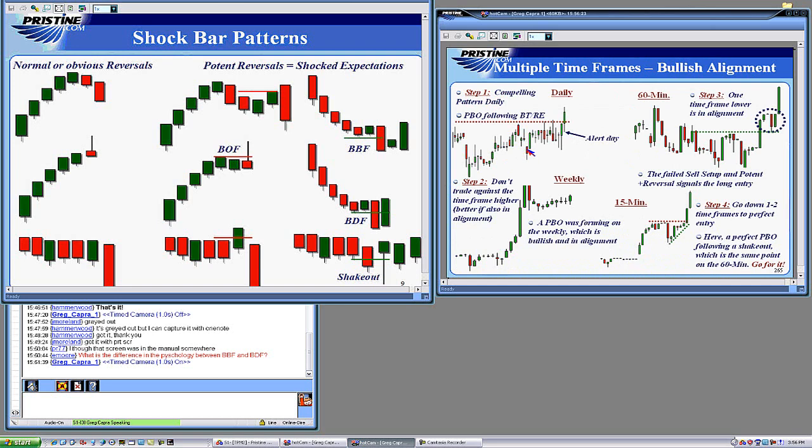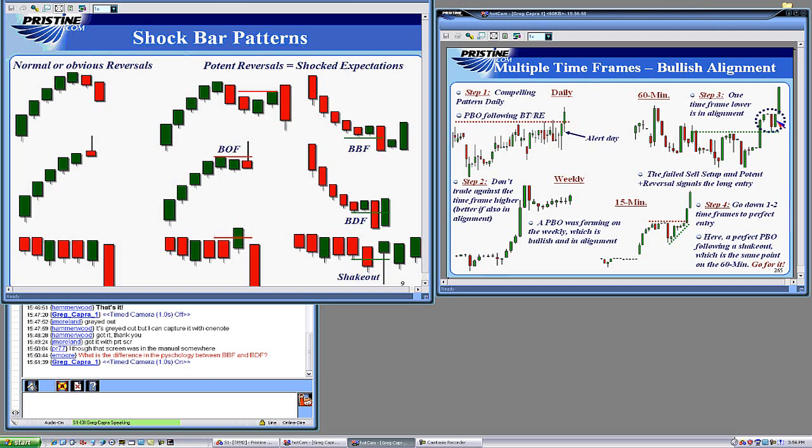An example of this is here we have a daily chart, a sideways consolidation, and we get a bottoming tail bar here that closes on its high. So we say that's our alert day that says we want to buy above the highs. Well, the weekly time frame's in alignment with that, so I can go ahead and take that trade. And I can take alternate entries, or new entries, from smaller time frames when those patterns are in alignment with the bias from the higher time frames.